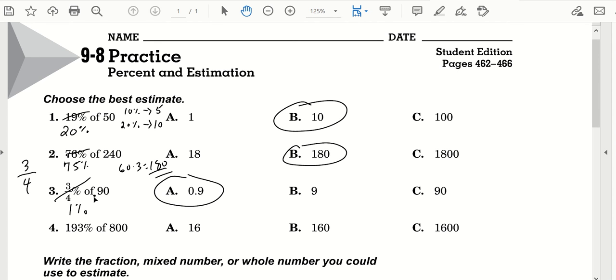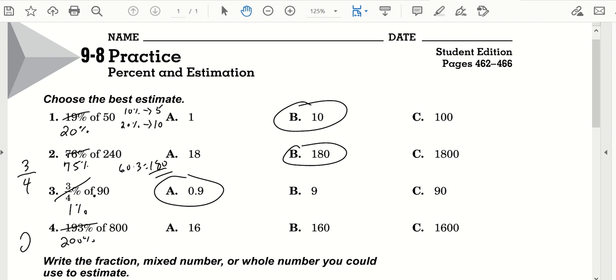Number 4, 193% of 800. Well, 200%, that works well with 800. Think about what 200% is as a decimal. You move that decimal over 2 spots, 1, 2. Remember, percentage to a decimal, it gets smaller. Decimal to a percentage, it gets bigger. So if you're changing to a percent, it gets bigger. Changing to a decimal, it gets smaller.